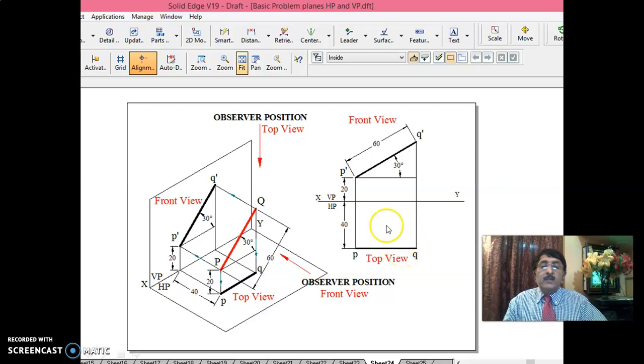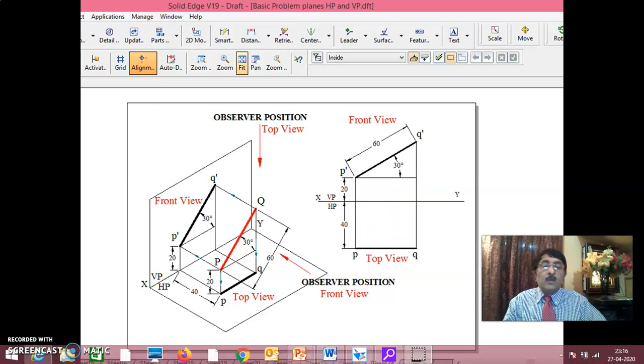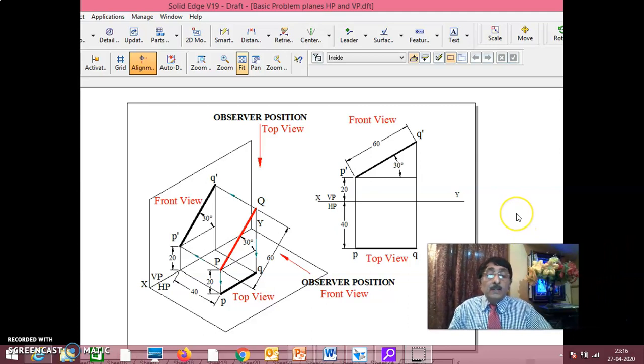See carefully, I am telling you, try to understand. These are not difficult things, but in case they make any small changes in the examination, you must immediately know. Even later, in the main problems in lines, we will come across such problems. Here, the line is parallel to VP, inclined at 30 degrees to HP. When it is parallel to VP, you have to start from the front view. If the line measures 60 mm, it has to be seen as 60 mm, because the true length is seen in the front view.